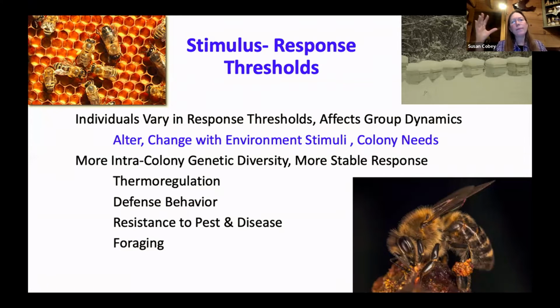Foraging, if you've got different threshold levels for food, nectar, pollen, whatever that is, they're exploring different resources. So the more diversity you have in the colony, the more likely they are to find new sources and bring that in.